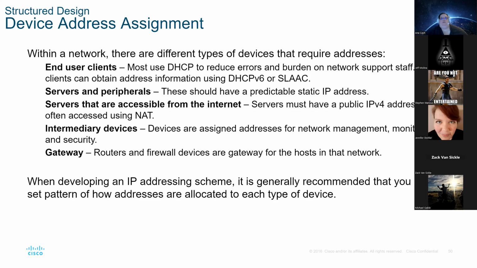Servers and peripherals should have predictable static IP addresses. Usually when they do the subnetting, they have entire sections that are just blocked out for your servers. Servers that are accessible from the internet have to have a public address. And a lot of the time now they're using that NAT that we talked about.